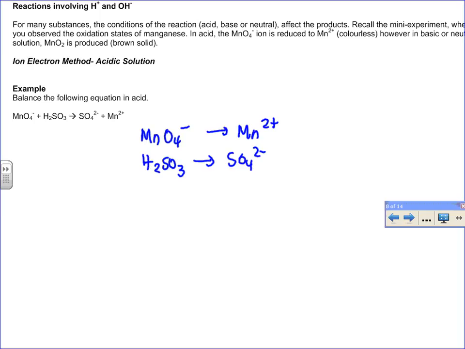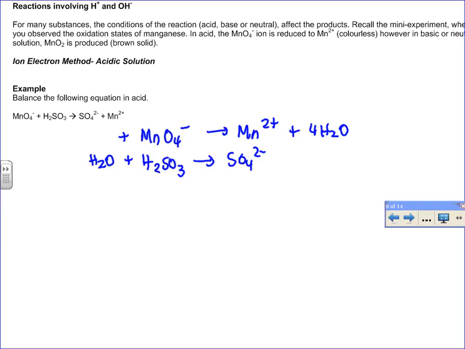Now, the very first step of balancing the half reactions is to ensure that the atoms other than hydrogen and oxygen are balanced. In this case, I've got one manganese on either side, so I'm good there. The sulfur, I've got one sulfur on either side, so I'm good. The next step is to balance the oxygens by adding water to this reaction. So in this case, I'm going to add 4 waters to the right-hand side. And in the second reaction, I'm going to add one water molecule to the left-hand side.